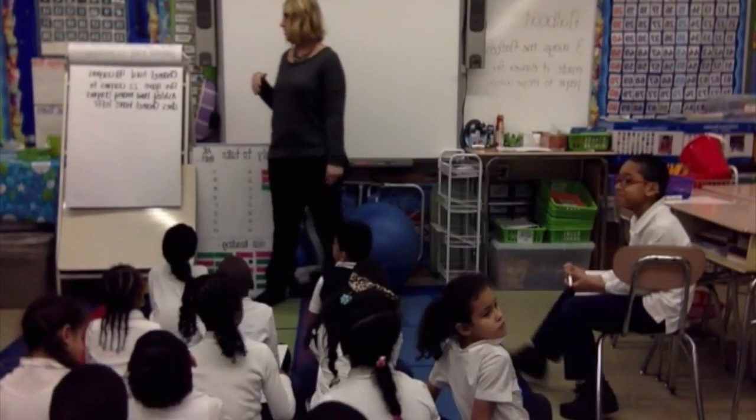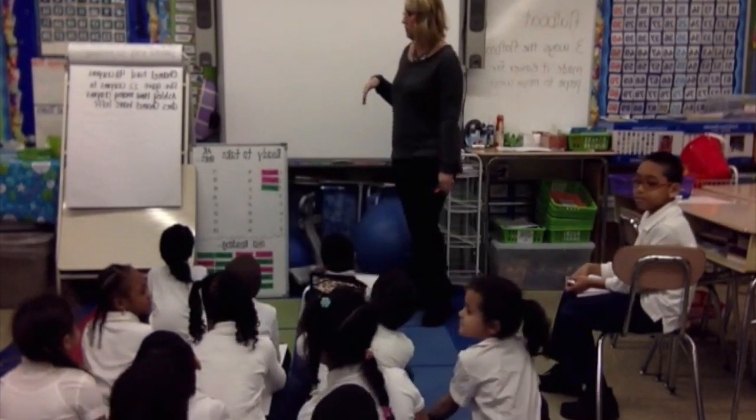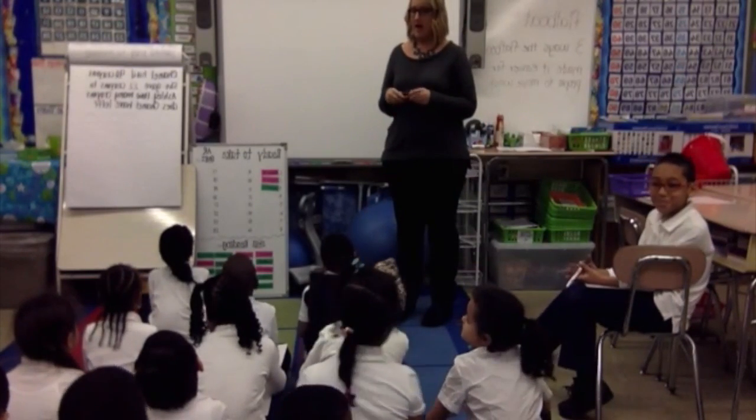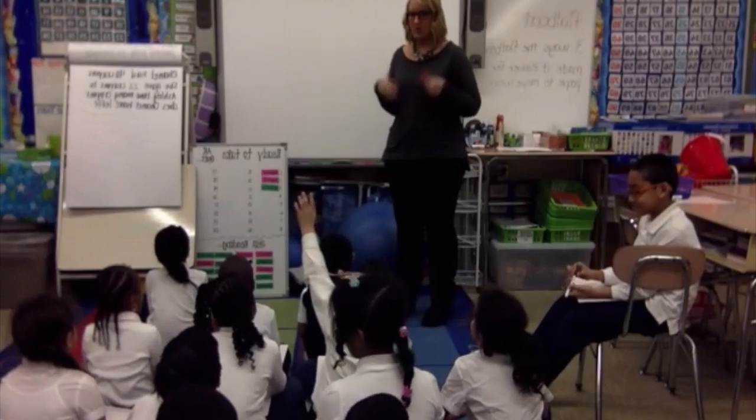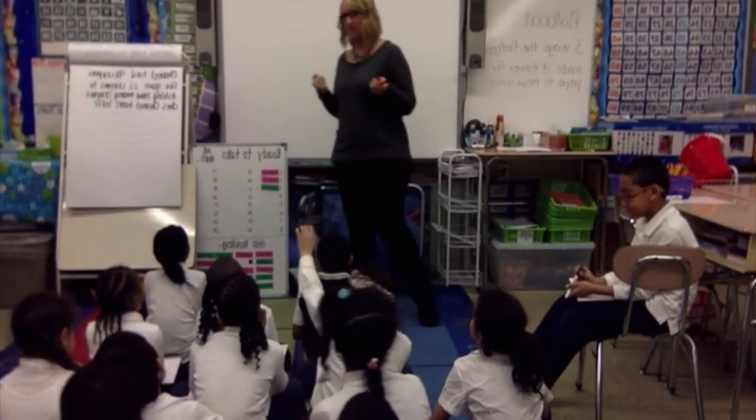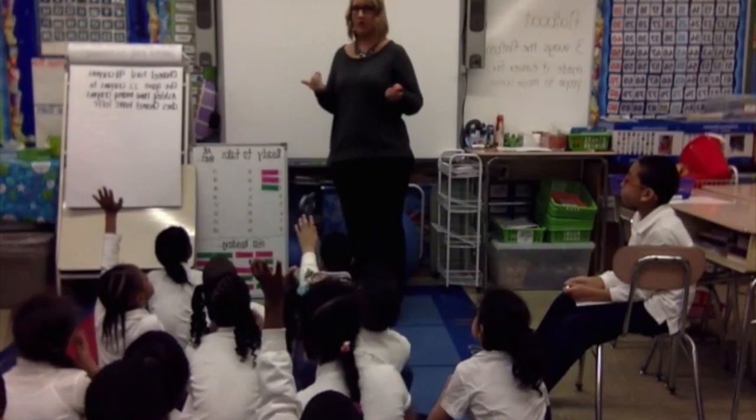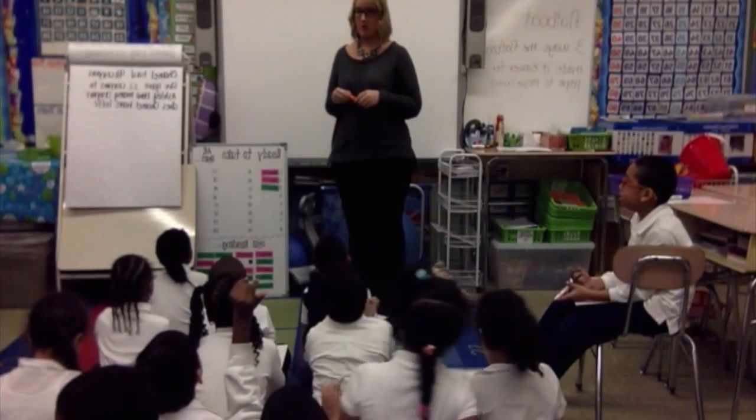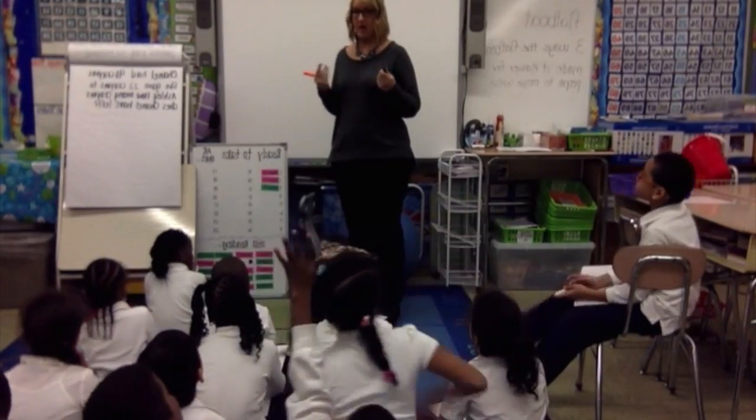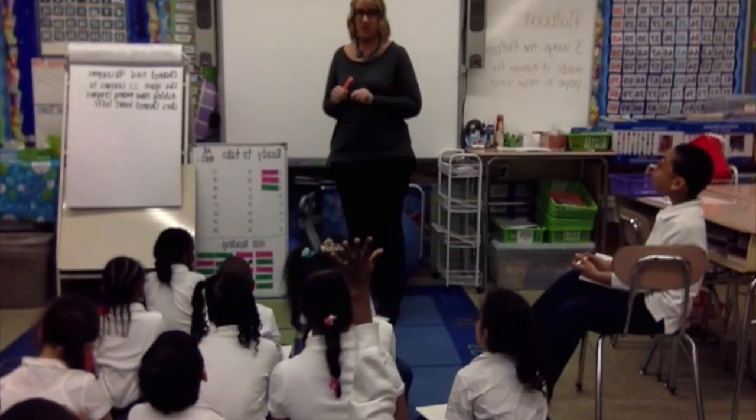Chanel had 90 crayons. She gave 22 crayons to Ashley. How many crayons does Chanel have left? What's the first thing we should do when we come to a story problem to solve? Kimberly? You should underline the number. We should think about and underline the important information in a story problem.